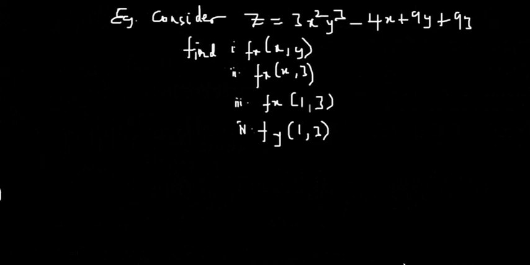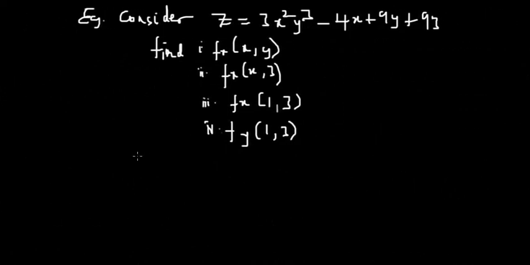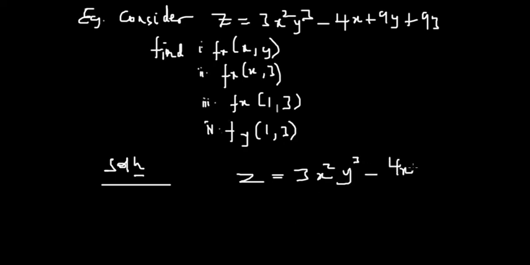Let's take these examples and see how we find the respective answers. You are told to consider this function: z equal to 3x squared y cubed minus 4x plus 9y plus 93. We have to differentiate with respect to x, that's why we have f of x. So this is what we are to solve.